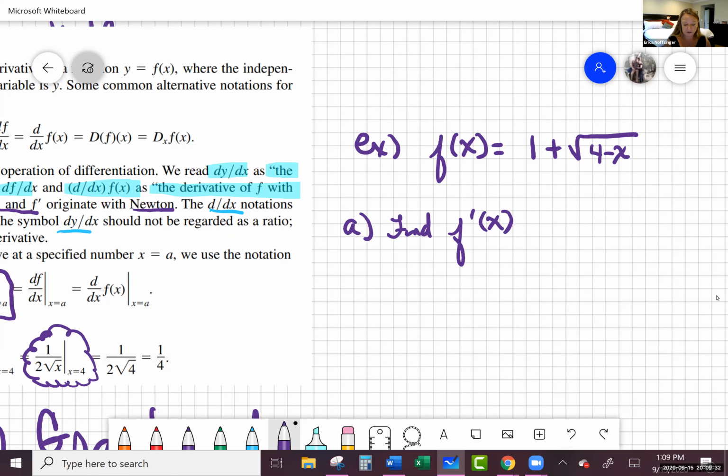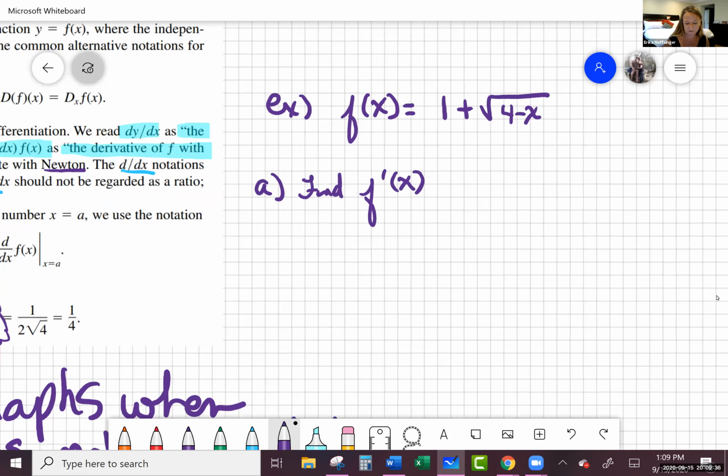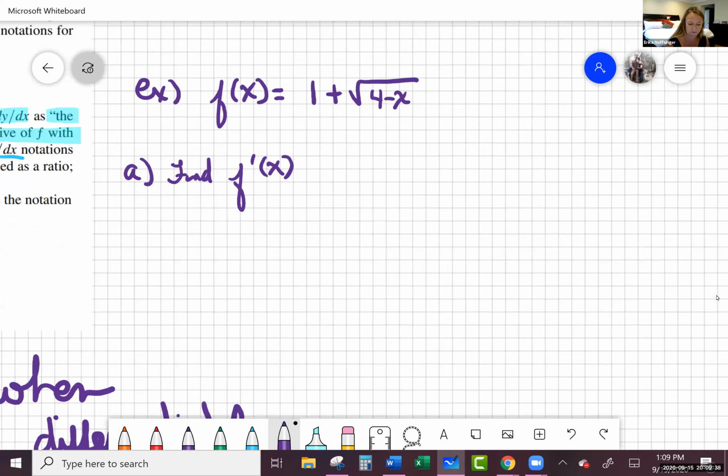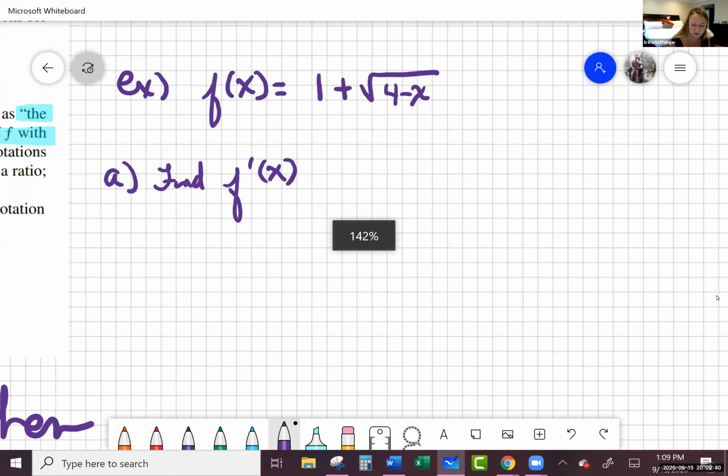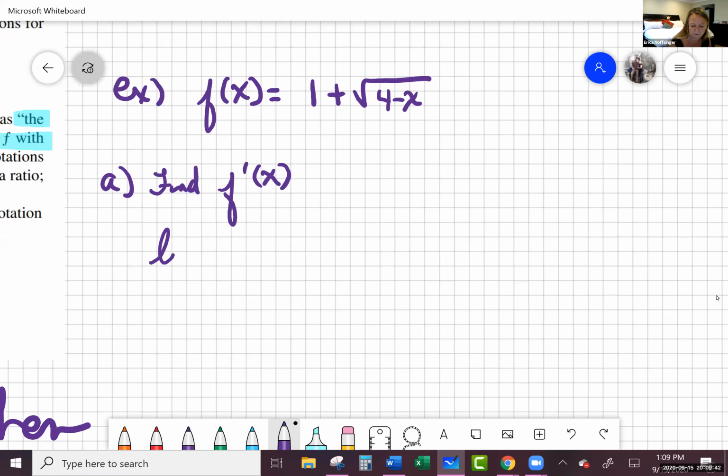Okay, so to find the derivative, we're looking at that limit as h is approaching 0 of f of x plus h, I'm just going to write it real quick again, minus f of x all over h.